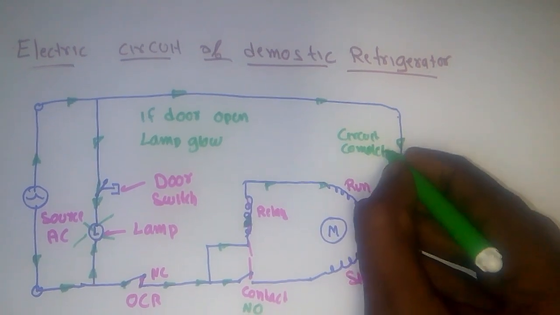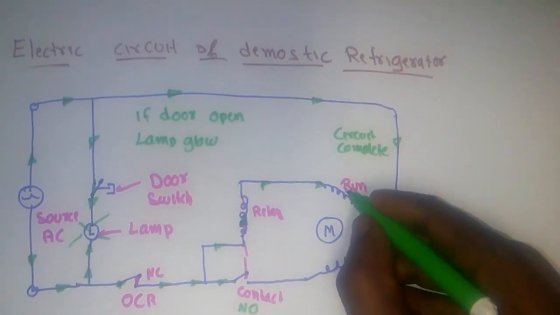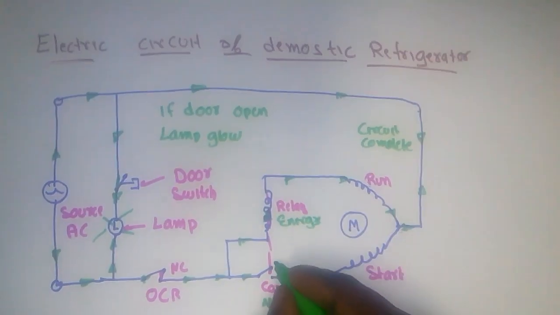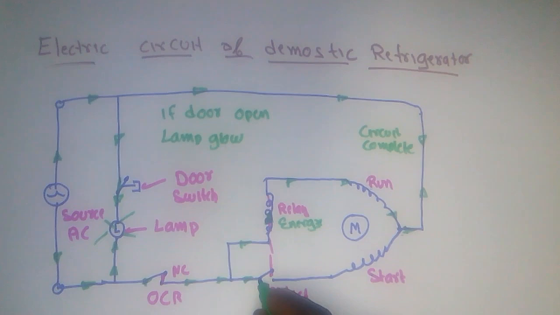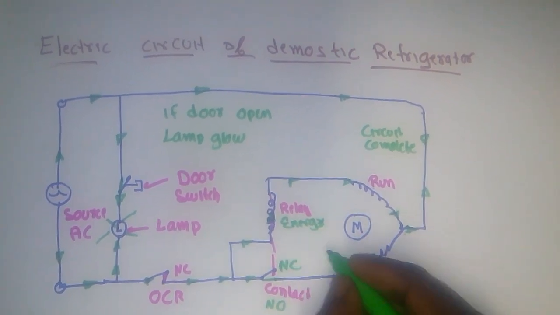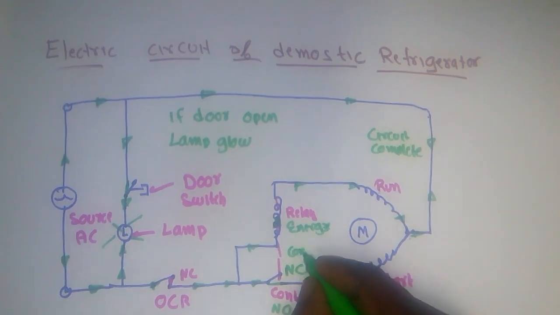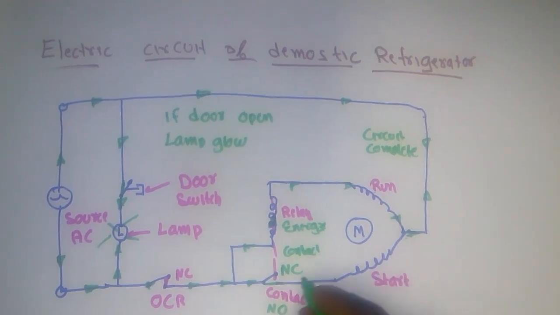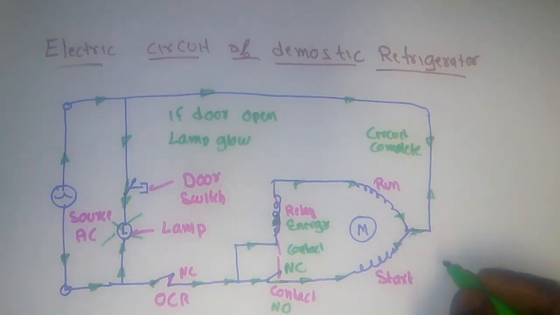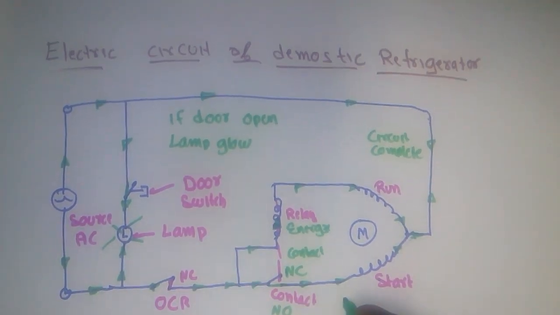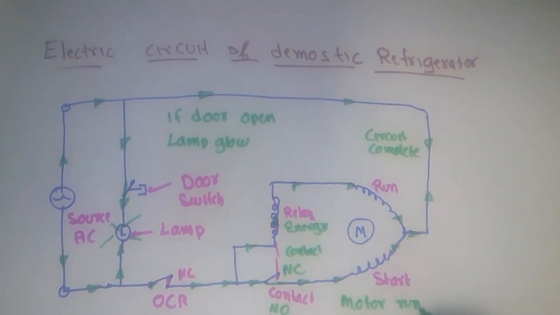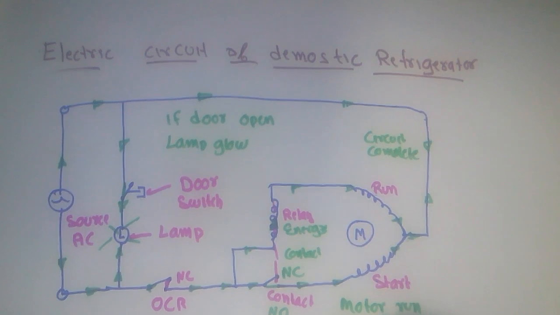So this will cause the relay to energize, because in starting the motor will draw high current. So when the high current is drawn, more current is going to the relay, and this relay energizes, and it will make the contact that is normally open into a normally closed one. Now the current starts flowing to the starter winding also, and after this the motor starts running.